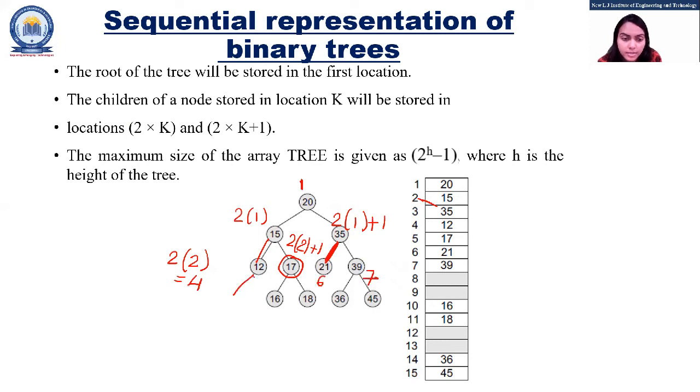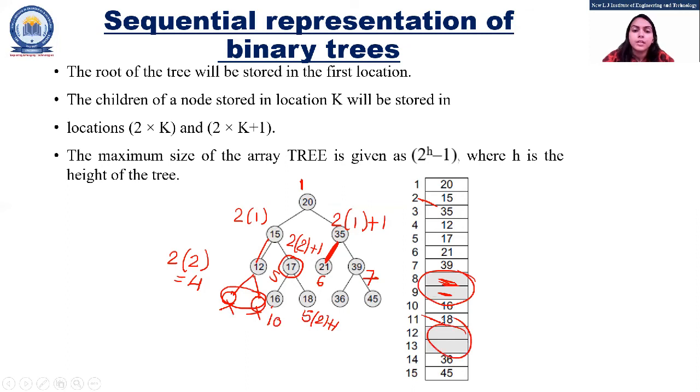Now see, this does not have children, so these two positions would remain empty. If you can see, this will remain empty. Then 16 would again be at the fifth, so 5 twos are 10. So at the 10th location. 5 twos are 10 plus 1, 11. So 18 will be stored at 11, and so on and so forth. So if a node does not have children, that memory would be unutilized, right? This is one of the drawbacks of sequential representation.